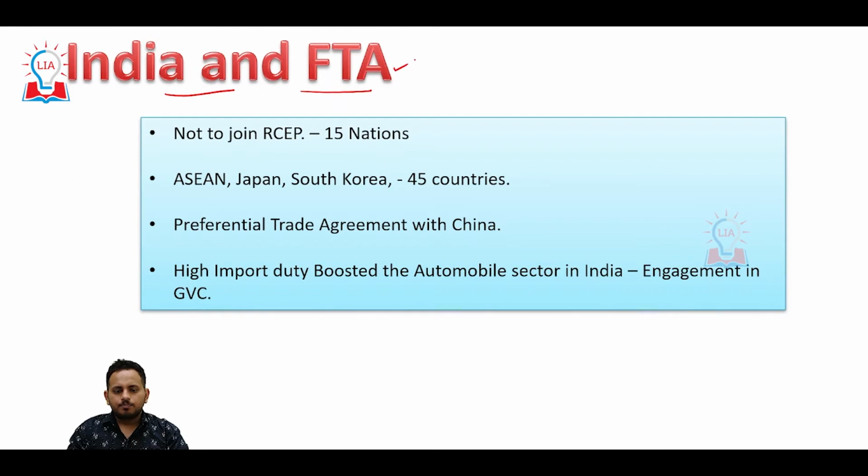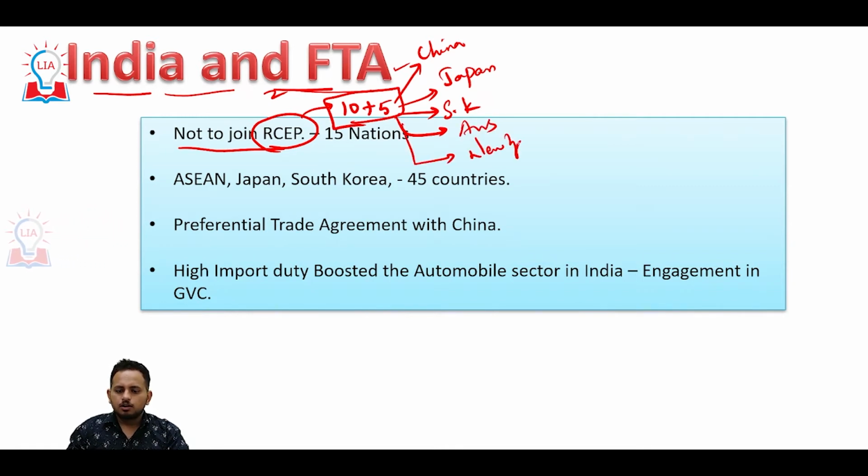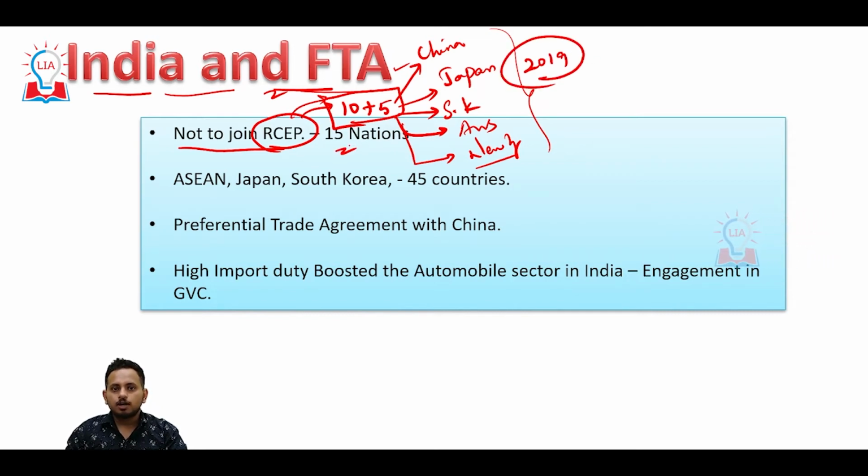India and FTA. Now let's come back to the economic angle. Let's discuss the issue of FTAs, the history of FTAs in India. India recently decided not to join RCEP, the Regional Comprehensive Economic Partnership, which is a free trade agreement between 10 ASEAN countries and also 5 other countries. The 5 other countries are China, Japan, South Korea, Australia and New Zealand. There were negotiations on RCEP from 2019, but India decided not to join RCEP.